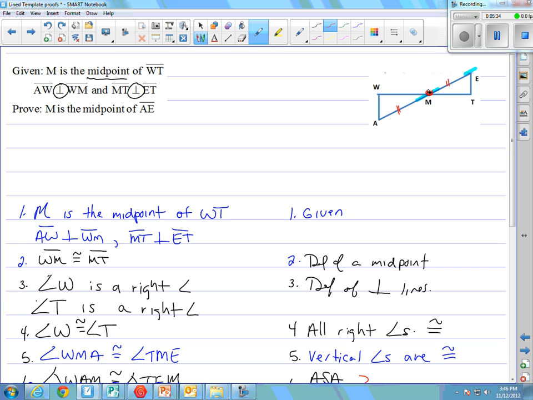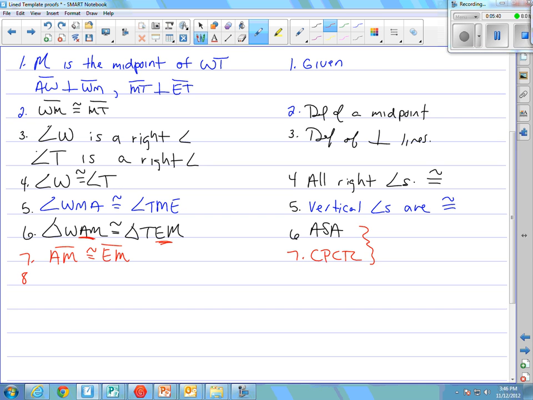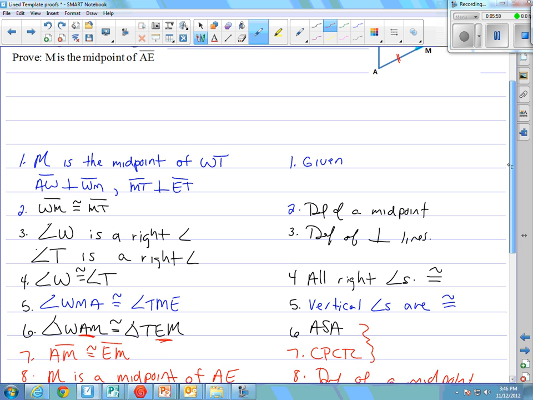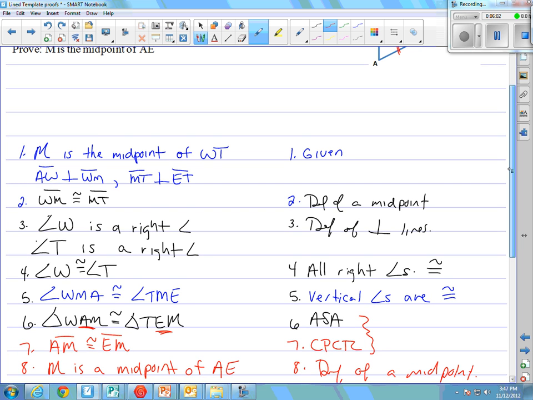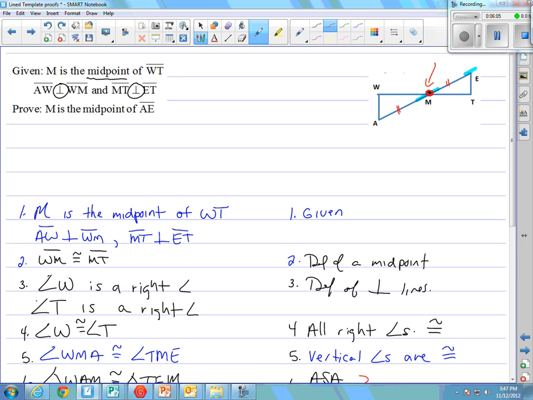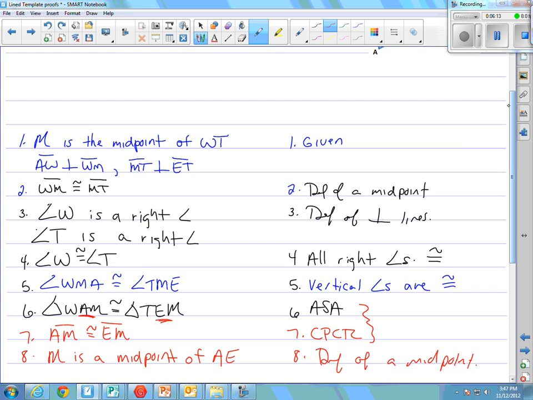So that's going to force that point right there to be what kind of point? It's got to be a midpoint. So I can say now M is a midpoint of AE, and the reason is the definition of a midpoint. The definition is the point that is in the middle of a segment that creates two congruent segments. This point here, M, is creating two congruent segments. So there's your final proof, and you're done.